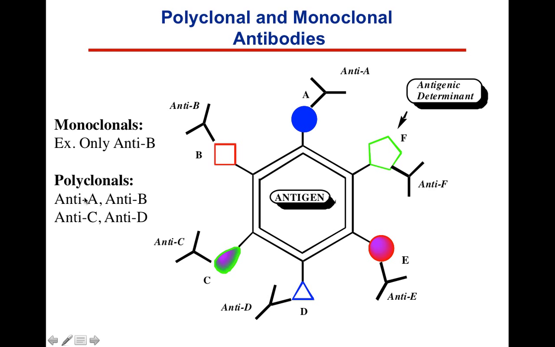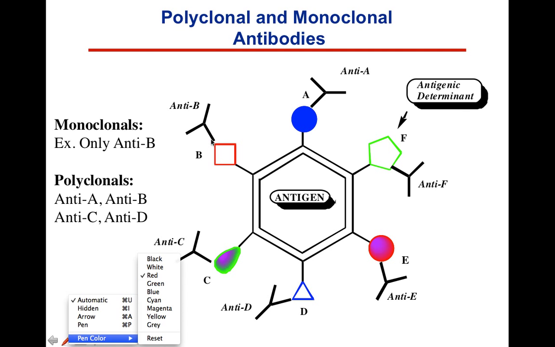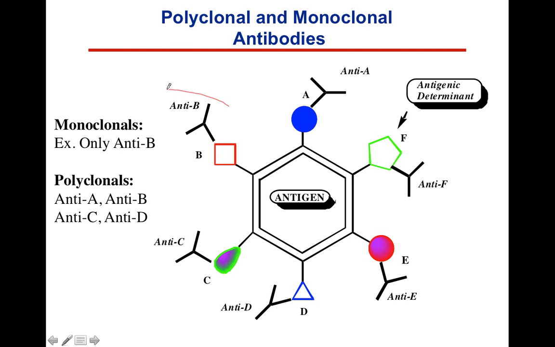So if I have a monoclonal antibody, it would be only antibodies that would bind to B, for example. So it'd have only antibodies in a test tube that would bind to B. And so they would be able to bind to this antigen, but every antibody in that test tube would be a clone of this one. Does it make sense? It's a clone. They're all copies of the same one.